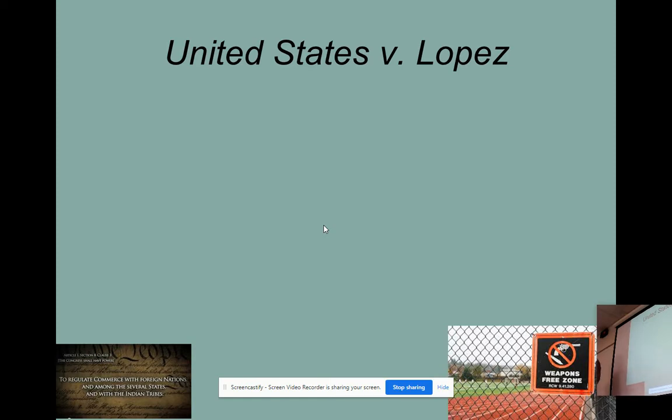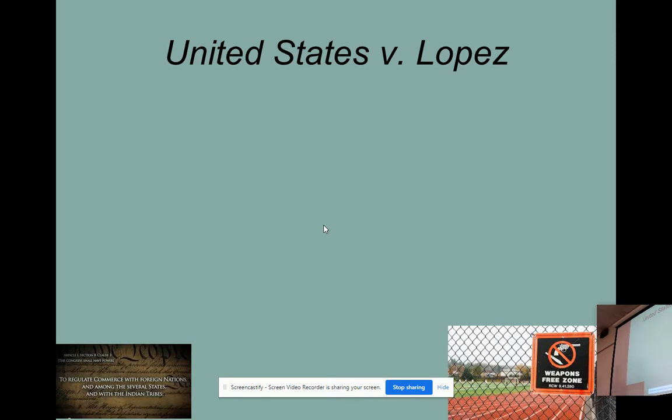Perfect. Congress passes the Gun Free School Zone Act. A 12th grade student in San Antonio, Texas, brings a gun to school. He's charged initially under the state law. Then those charges are dropped, and he's charged as a felony under the Gun Free School Zone Act. He's convicted, sentenced to 6 years in prison and 2 years probation, I think. And he challenges the law, saying Congress doesn't have the power to pass that law.